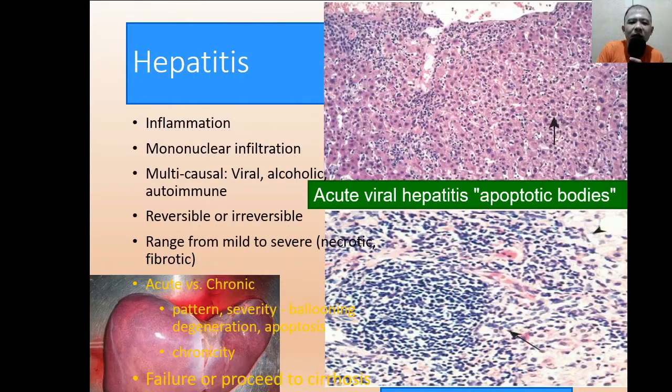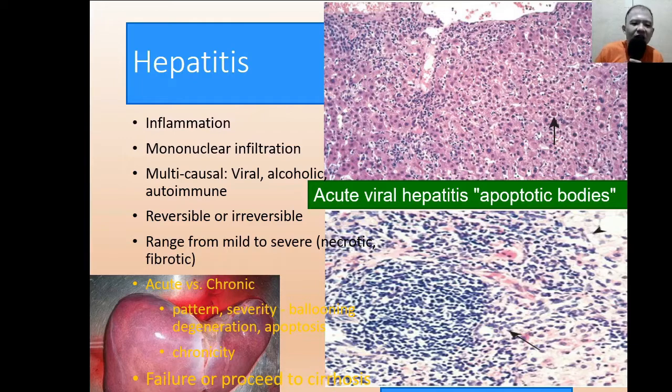Second, hepatitis. Hepatitis means inflammation of the liver. So don't worry. Hepatitis, again, inflammation is brought about by different causes. It can be reversible or irreversible. When you have hepatitis, whether acute or chronic hepatitis, the predominant infiltrates are mononuclear or lymphocytes, T lymphocytes.